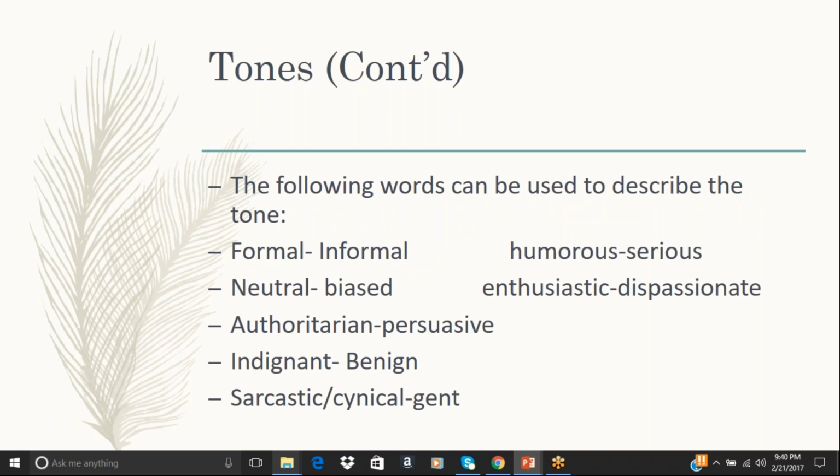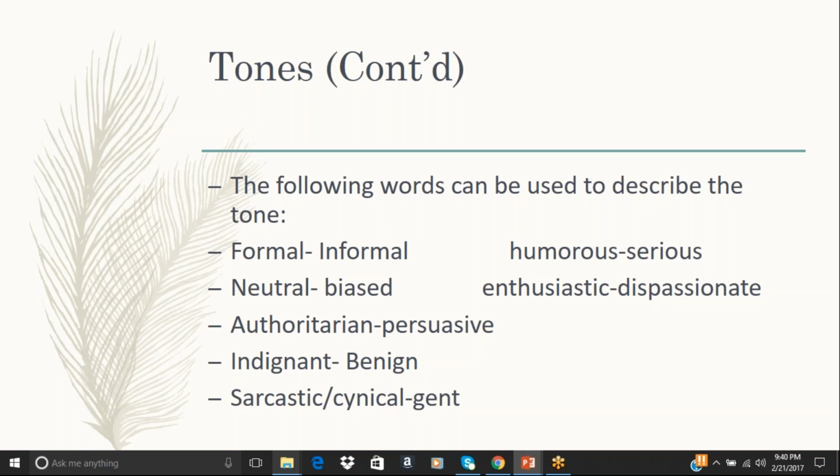The following words can be used to describe the tone: formal, informal. There's a humorous tone. It can use a serious tone. The tone can be dispassionate. It can be enthusiastic. It can be neutral. It can be biased. It can be authoritarian. It can be persuasive. It can be indignant. It can be benign. It can be gentle. It can be cynical. It can be sarcastic.